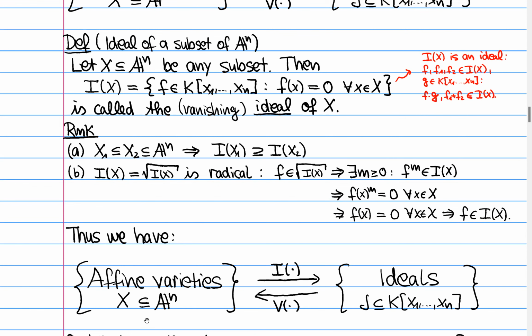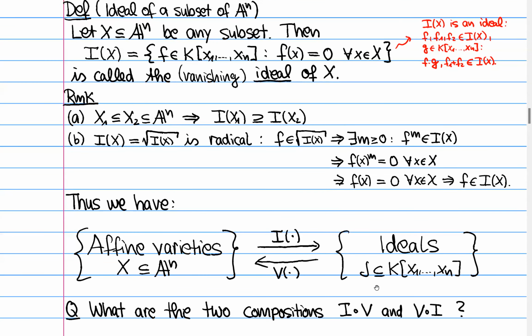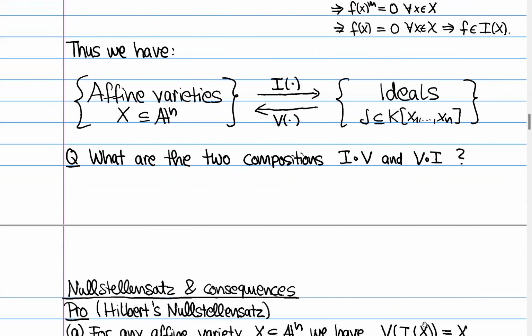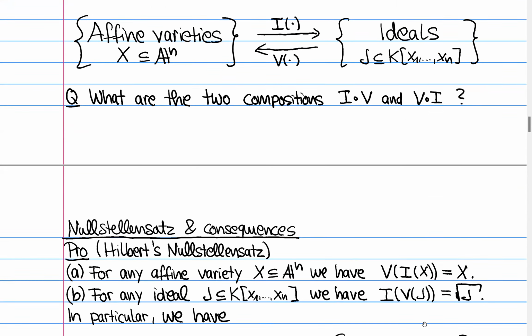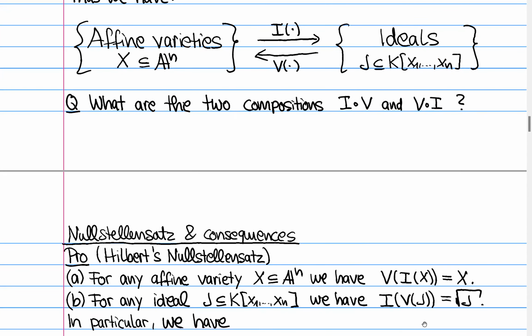But now we can just see that we did produce an arrow in the opposite direction, because in particular, we can take X to be an affine variety. This produces an ideal. And the question now is, for this correspondence, what happens if we first go one way, then the other way, in the two possible combinations? And this is an important theorem, and this is Hilbert's Nullstellensatz.